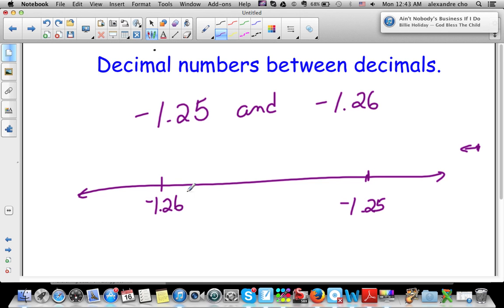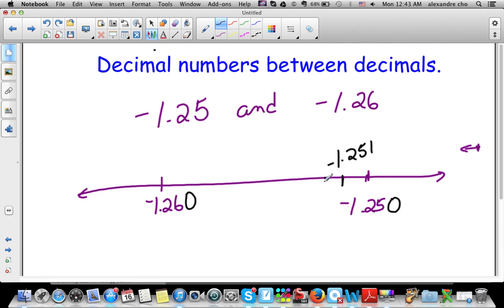Okay. Remember, as you're walking to the left, you're further away from 0. The more you walk to the left, just as when you're walking to the right. The more right you go, the further away from 0 you are. Okay. So here, nothing changes. Add a 0. Add a 0. So it's 1.250. So this would be negative 1.251, negative 1.252. I'll do one more, negative 1.253. Okay, and we keep going, 254, 255, 256.